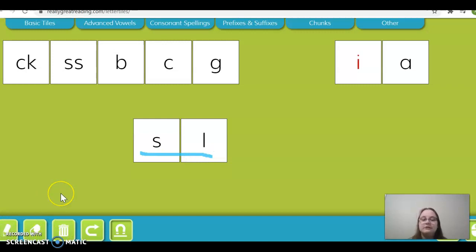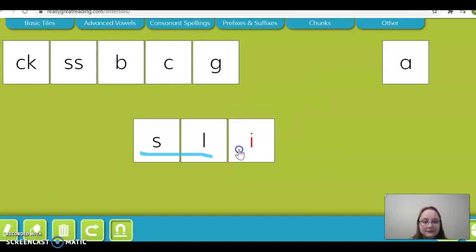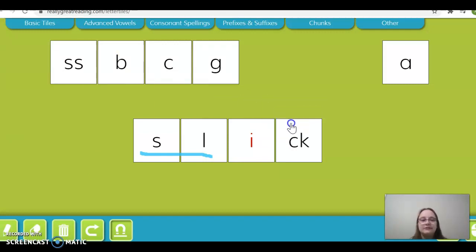So we have sl, we know that's our I, our vowel, and we have our CK sound. Sl-i-ck, slick. So I want you to go ahead and pause and write that down. And then, friends, we're going to do one more word.